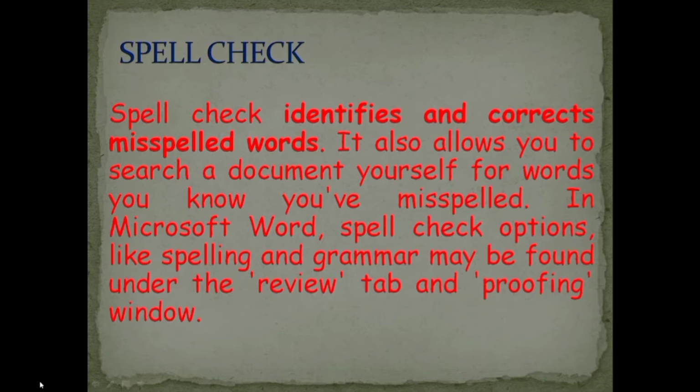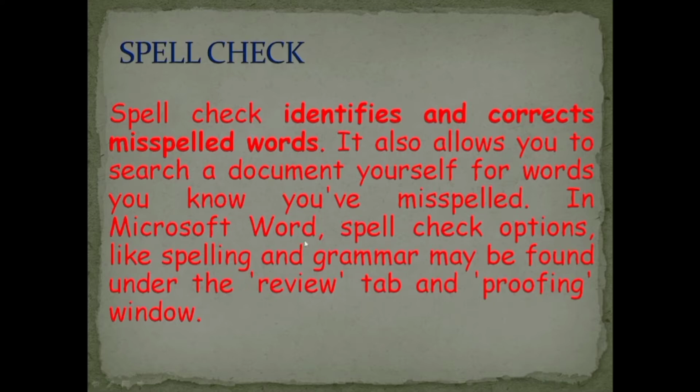Sometimes we might observe red, green and blue wavy underlines under the text in our document. This is done by the Microsoft Office program that helps us to spot grammatical and spelling errors easily. This feature is called the spell check feature. It identifies and corrects the misspelled words. It also allows you to search a document yourself for words you know you have misspelled.